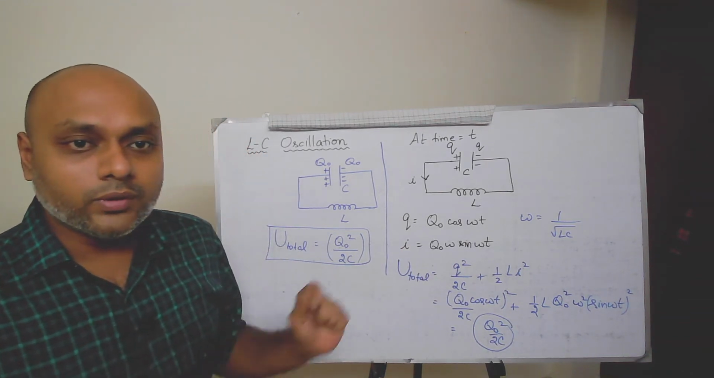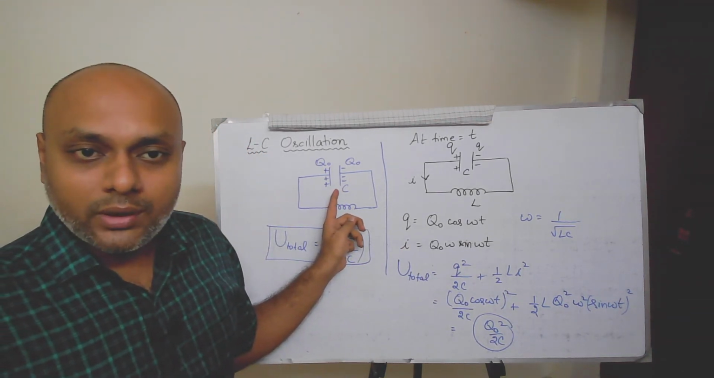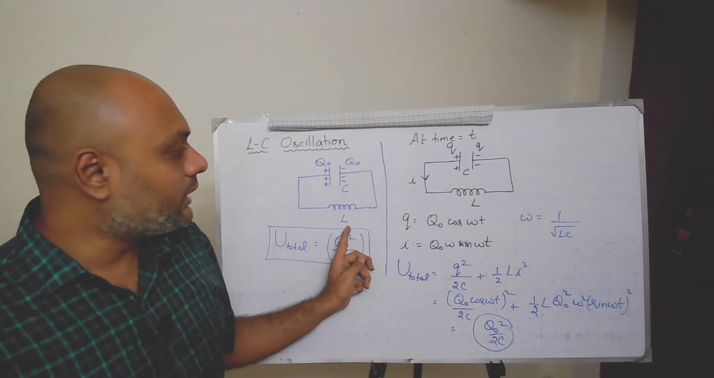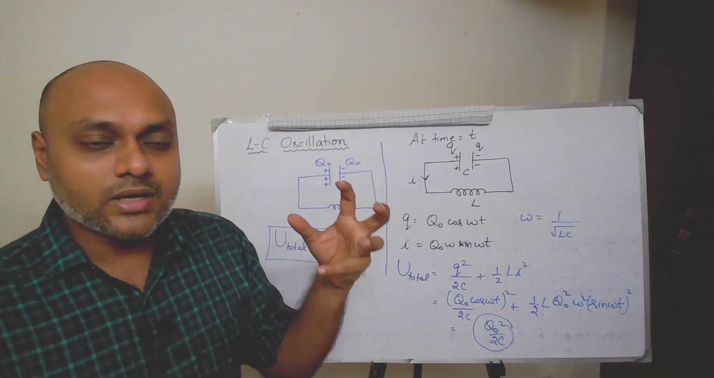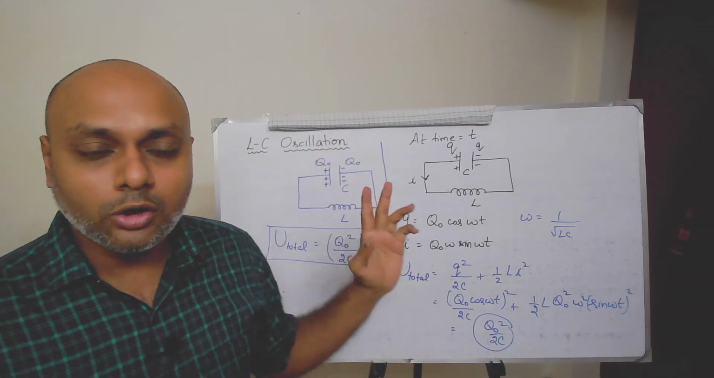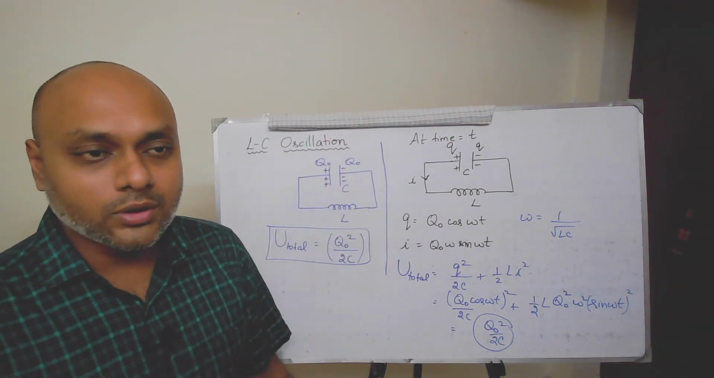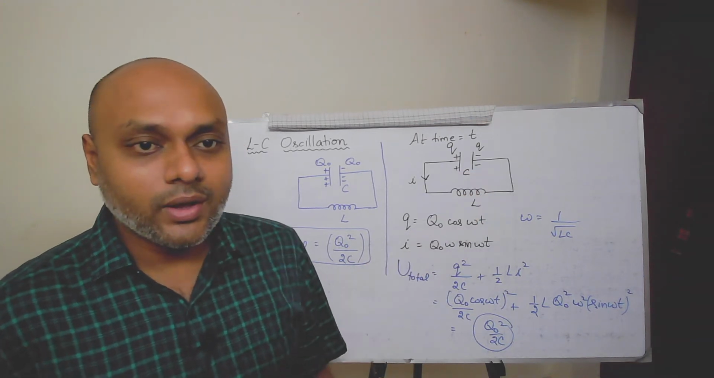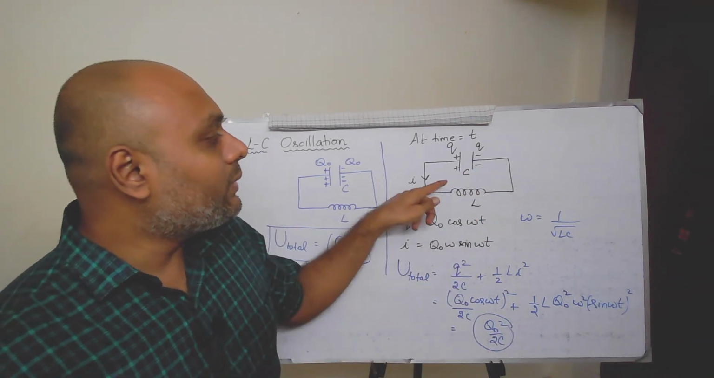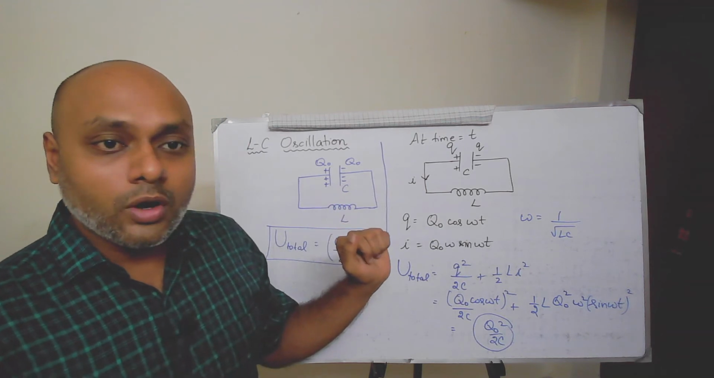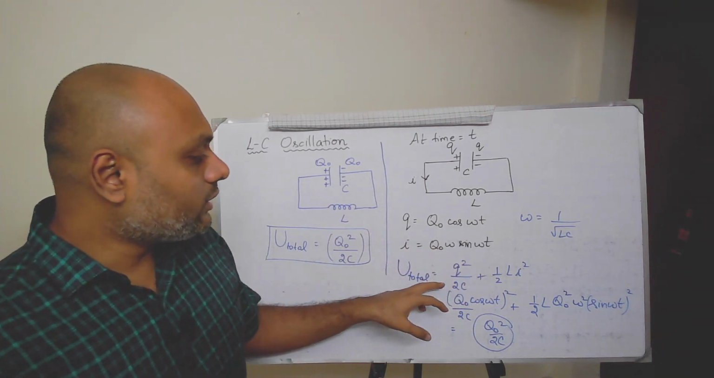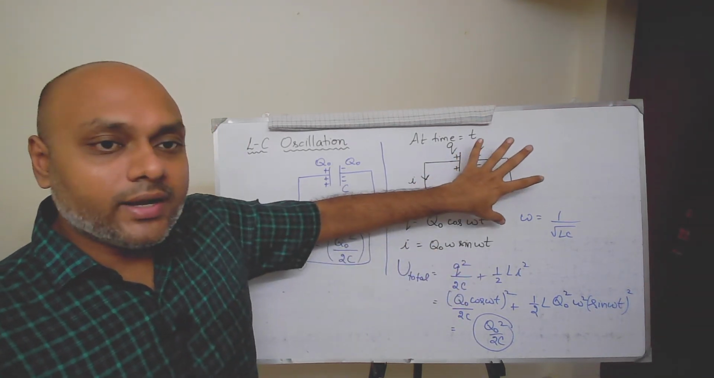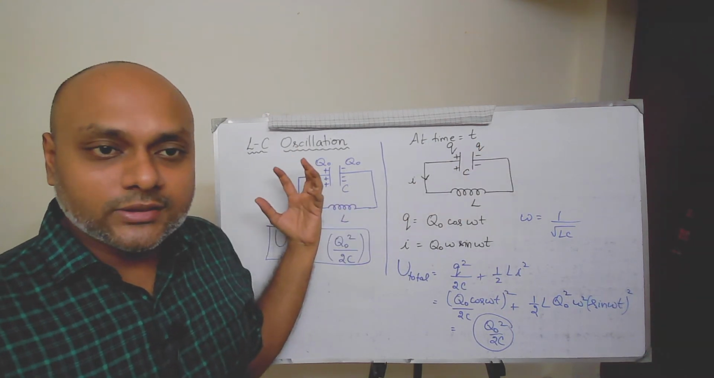So what they can give you is the capacitance value, the inductance value, and they will also say that this capacitor is initially charged to a particular value, which means the Q naught value is also given. And what they can ask is, when the charge on the capacitor has become a particular value, what will be the current in the circuit? So what you can do is say that the total energy at any instant will be the same as the initial total energy.